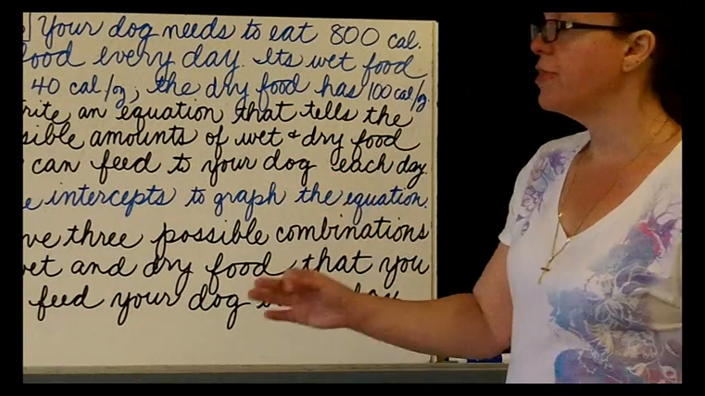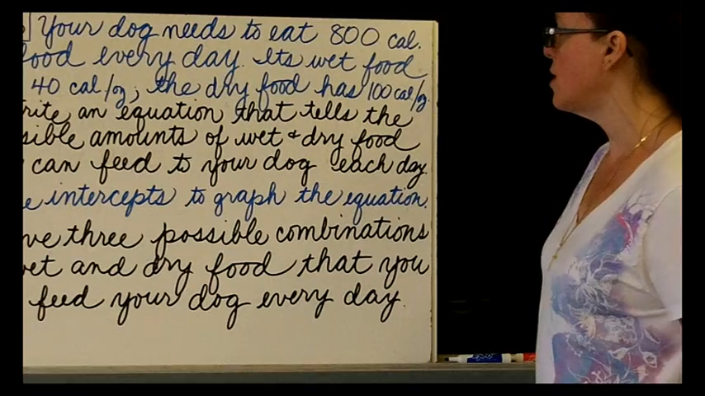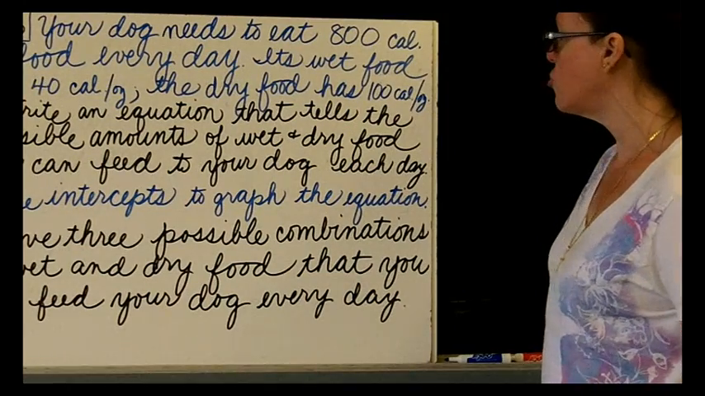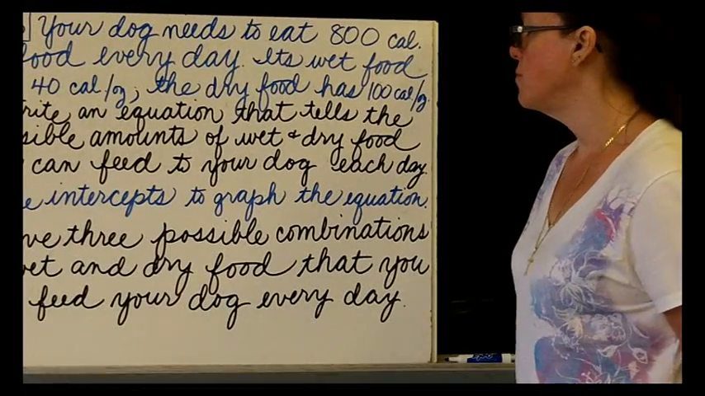We have to do 3 different things. First, in part A, we have to write an equation that tells the possible amounts of wet and dry food that you can feed to your dog each day.